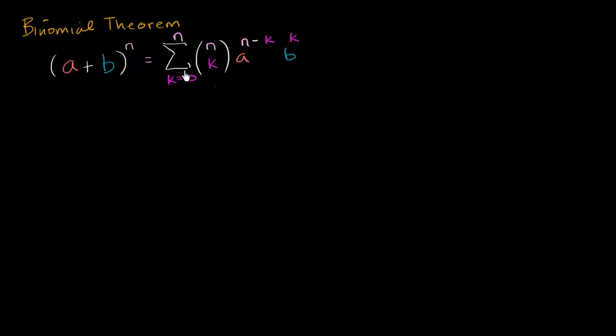Now, this seems a little bit unwieldy, and let's just remind ourselves what n choose k actually means. If we say n choose k, we remember from combinatorics, this would be equal to n factorial over k factorial times n minus k factorial.